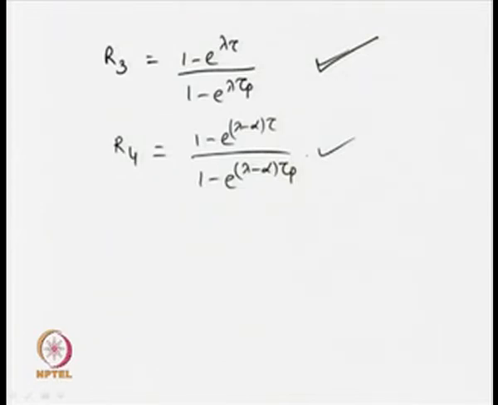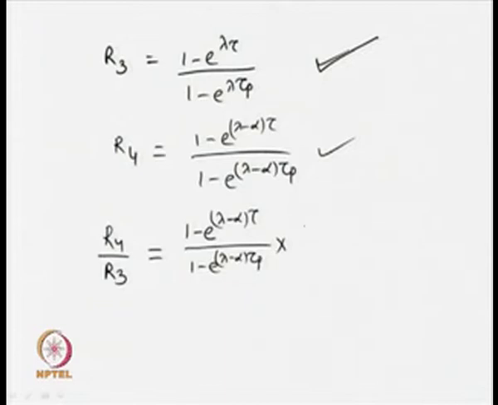So, I have to take the ratio of the two. Allow me to take the ratio of the two. So, when I find a ratio of R4 upon R3, how does it look? Now, R4 upon R3 will give us (1 minus e to the power (lambda minus alpha) tau) upon (1 minus e to the power (lambda minus alpha) tau p) into... So, R4 by R3, therefore, 1 minus e to the power lambda tau p will go to the numerator and we will have 1 minus e to the power lambda tau in the denominator.